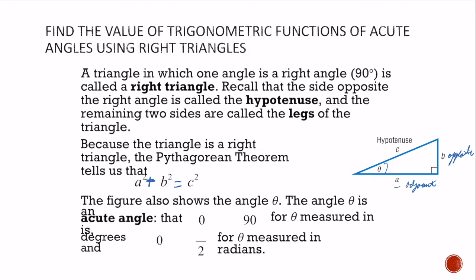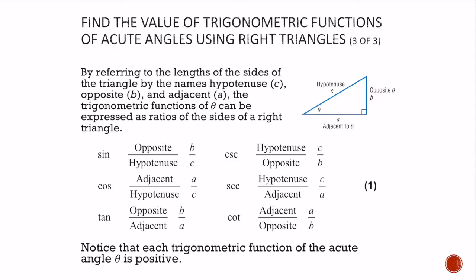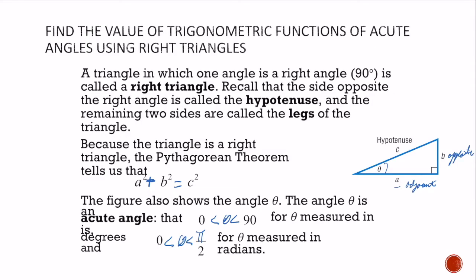This figure shows that for an angle that is between 0 and 90 degrees, for theta measured in degrees, 0 has to be less than theta, which is less than pi over 2 radians for a theta measured in radians. So that theta is never going to be greater than 90 degrees.